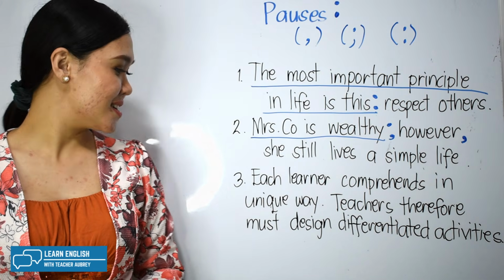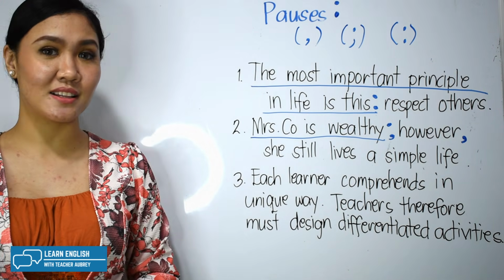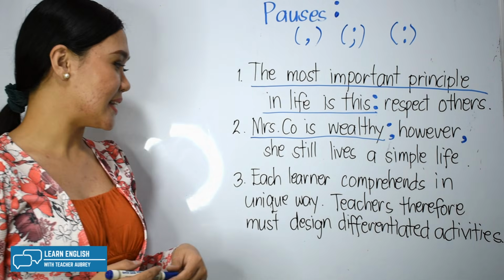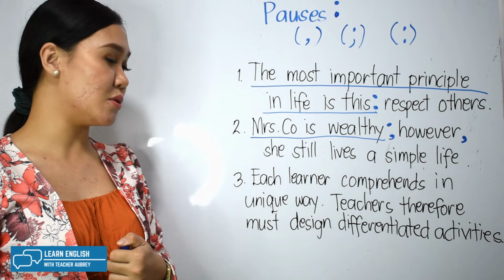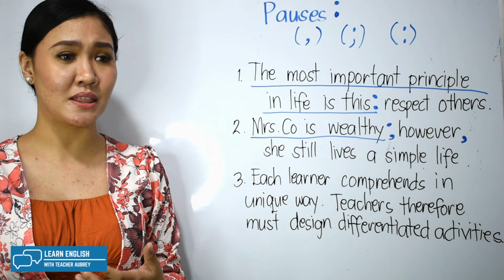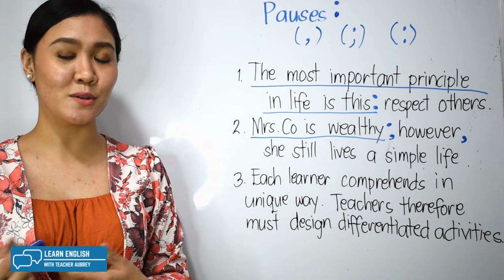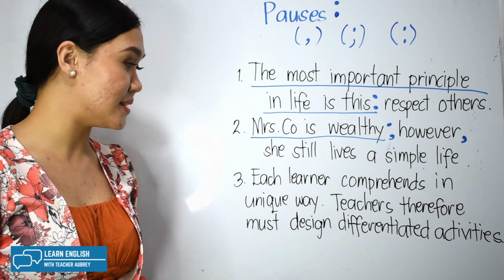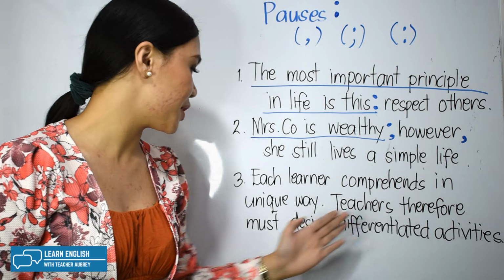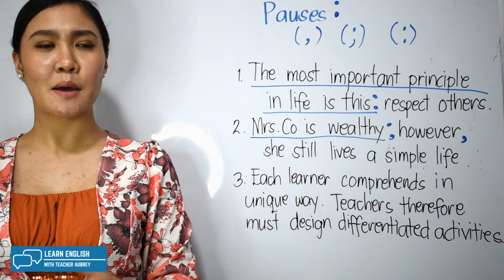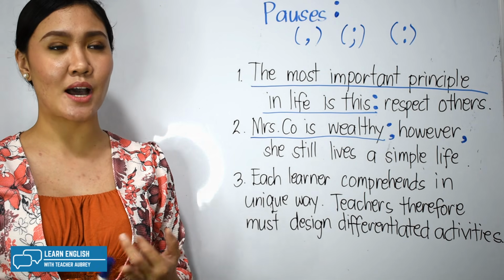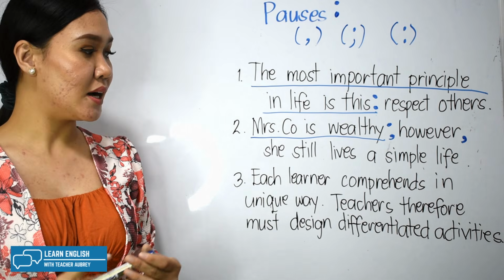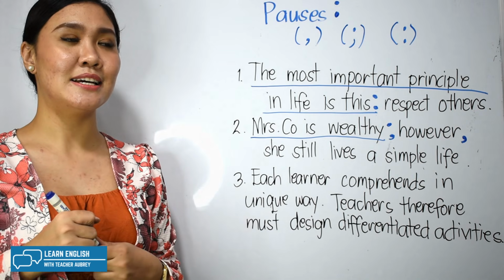And for number 3, each learner comprehends in unique way. Teachers, therefore, must design differentiated activities. Ang haba, nakakalito, pero hindi. Unawain natin. For the first sentence, we have each learner comprehends in unique way. Bawat mag-aaral ay nakakaunawa sa iba't ibang paraan kung paano sila makaunawa. That's already an independent clause. Isang buong pangungusap. Now, let's take a look at the second sentence. Teachers, therefore, must design differentiated activities. Sabi ko sa inyo, kapag gagamit ng therefore, in fact, however, for example, yun ang mga tinatawag natin na conjunctive adverb. Kapag gagamit nun, dapat ihihiwalay natin using comma.